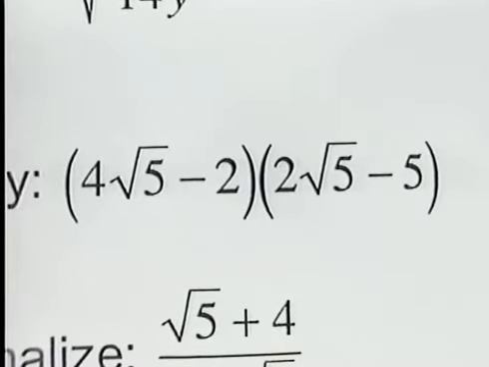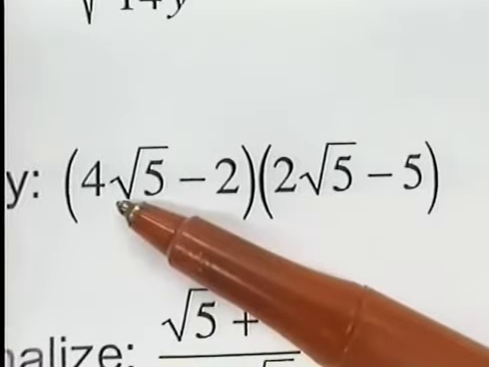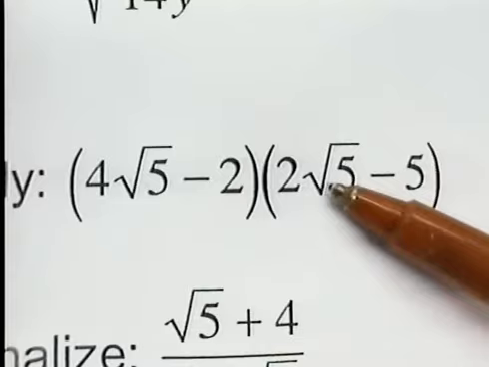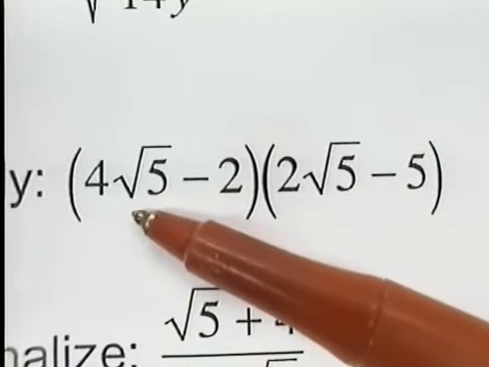Now again, the first times each: 2 square root of 5, 4 square root of 5. 4 times 2 is 8. The square root of 5 times the square root of 5 is 5. 5 times 8 is 40. That's a big 40.